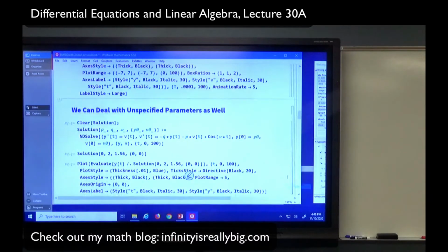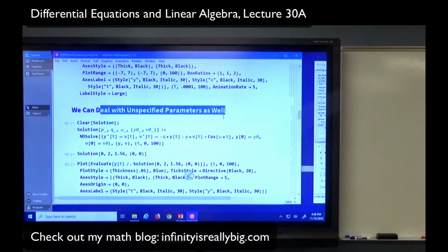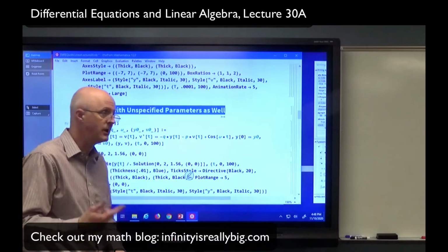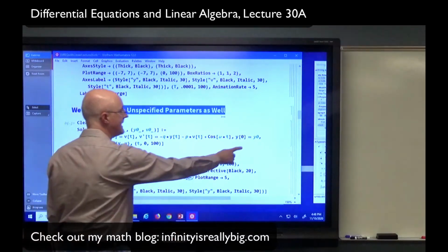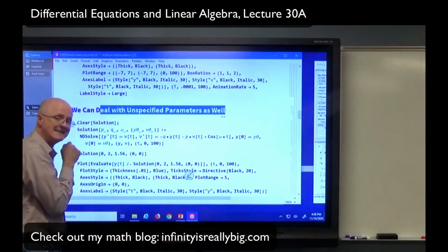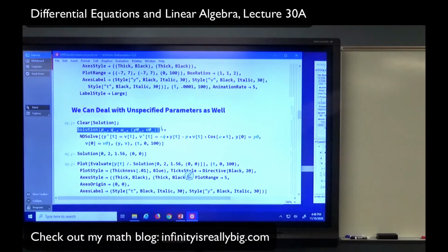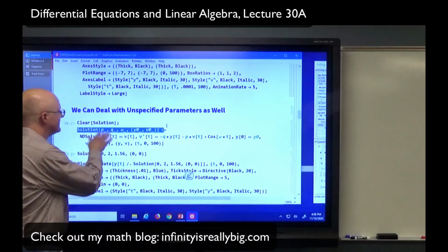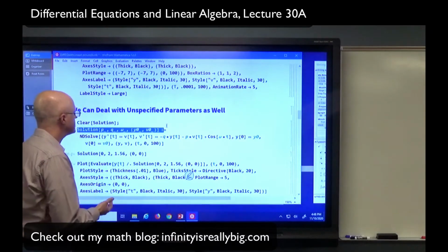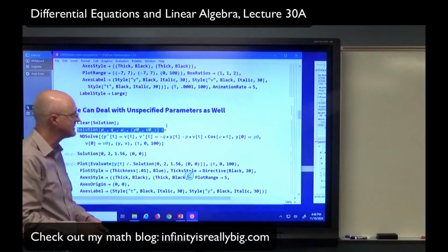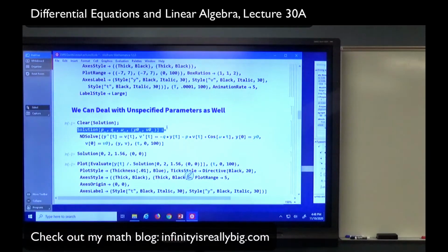NDSolve allows us to also deal with unspecified parameters, like an unspecified p, q, and omega, and unspecified initial position and initial velocity, say, as long as I define solution as a function of those things. Notice the underscores as Mathematica functions require. I also put y0 and v0 inside curly braces. There was a good reason I did that I'll talk about here in a few minutes.